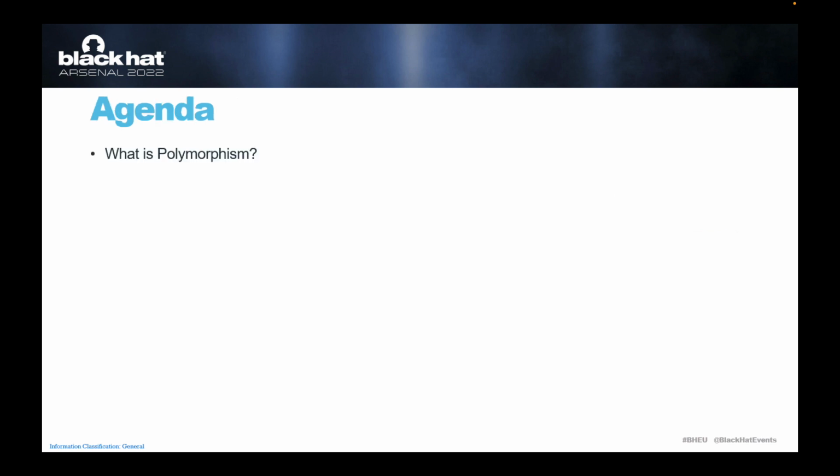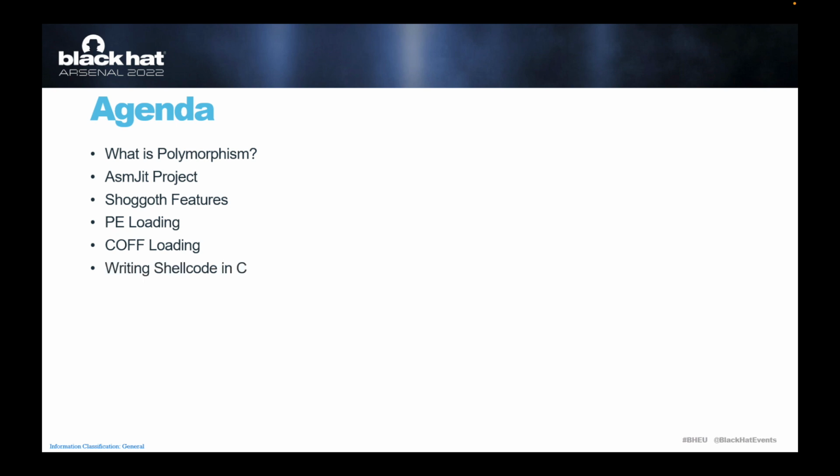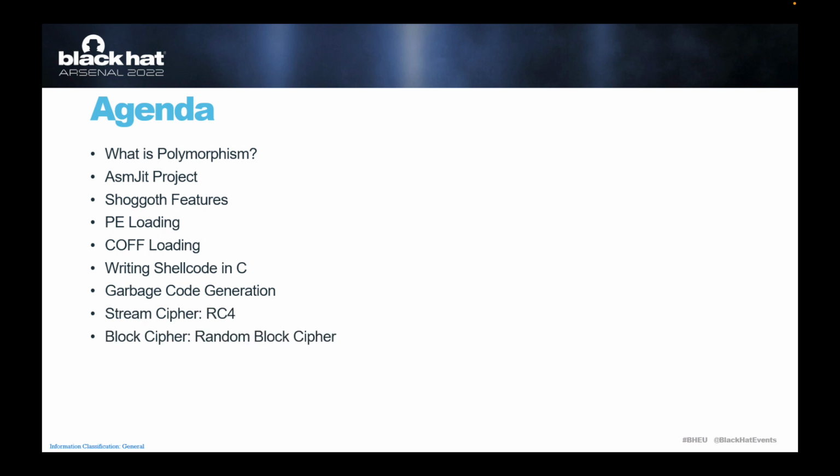So, what we will have today. First, I would like to mention the idea behind polymorphism and its implementations. Then, I want to make an overview of the Asmjit project, which is the main part of my tool. After that, I want to introduce and explain the technical features and methods of Shoggoth. These are PE loading, COFF loading, and their loader implementations, garbage code generation, and two available encryption methods.